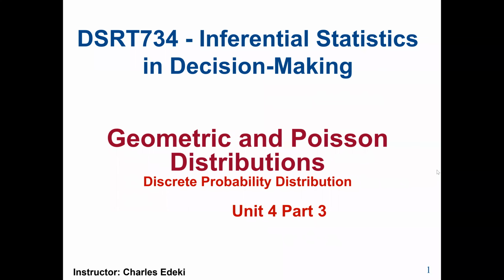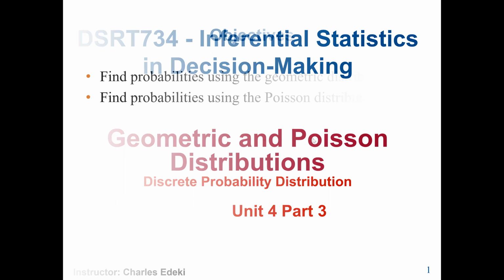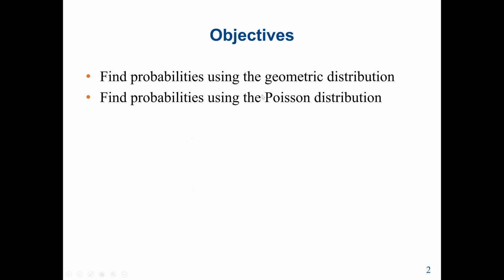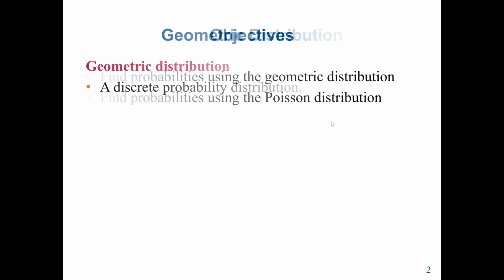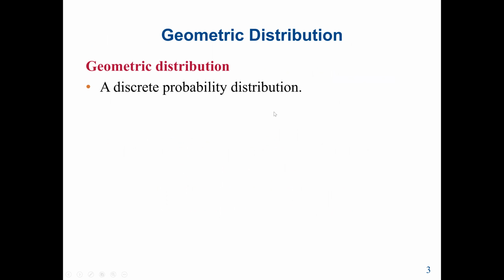Again, welcome to DSRT 734 class, Inferential Statistics in Decision Making. These lectures cover geometric and Poisson distributions. Our main objective is to learn how to find the probabilities using the geometric distribution and also the Poisson distribution. So we start with the geometric distribution.